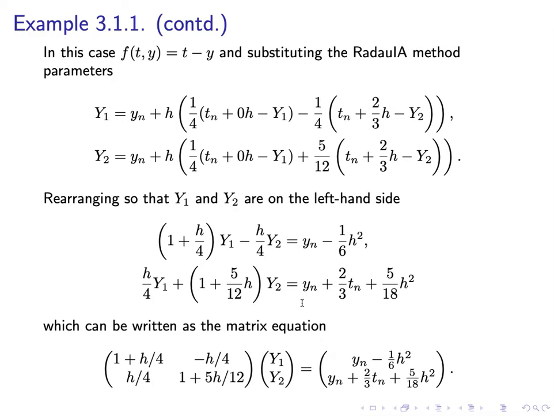So if I insert those values, and we have f of t, y is t minus y. This quarter here, that was a11. This 0 here, that was c1. And our function was t minus y. Well, instead of t, we have tn plus c1 h, and instead of y, we have big Y1. a12 was minus a quarter, and c2 was 2/3. So instead of t in our function, we have tn plus c2 h, and instead of y, we have big Y2.